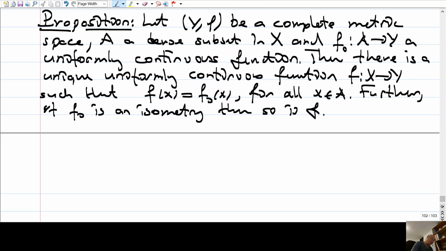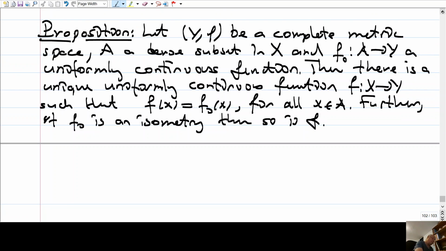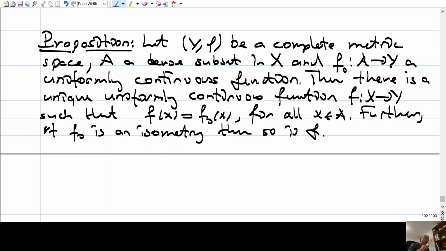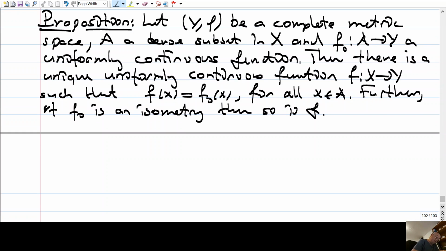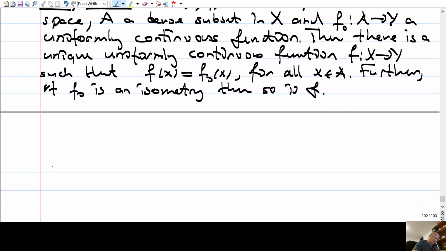It will take some time to prove this. It is not that easy, but we will go step by step. The basic idea will be this. Maybe let me give some examples or non-examples where this holds or doesn't hold. Let me give one example first.